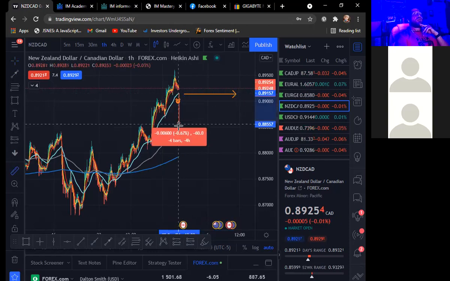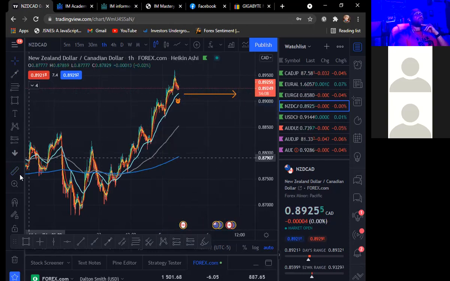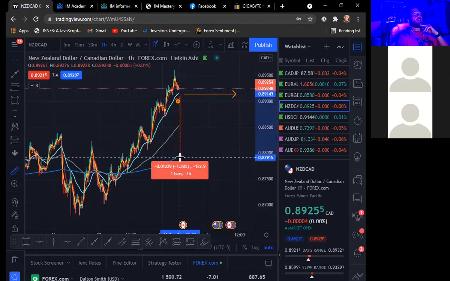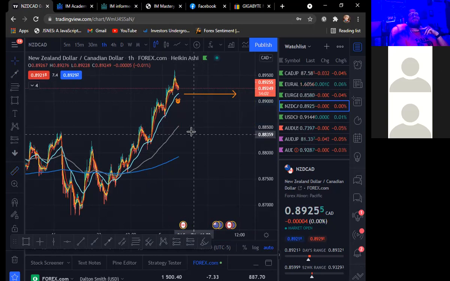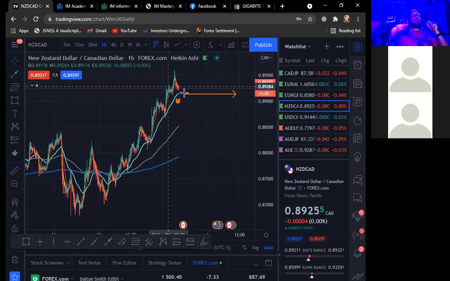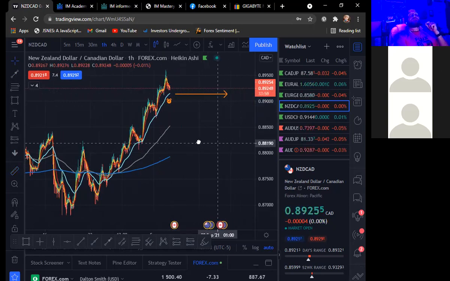We would be in for 65 pips. And if it breaks the 200 and heads to the 800, that would be 122. That's not bad, but we've got to see if it's going to bounce off the 50.